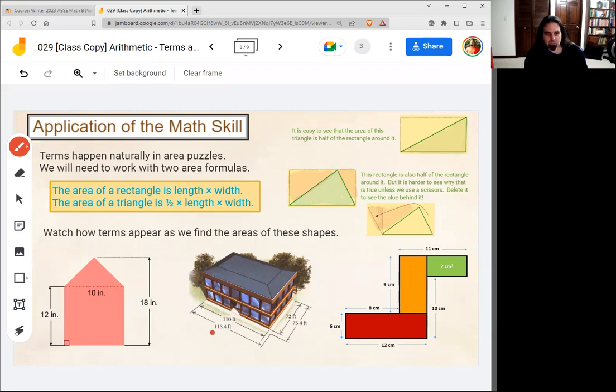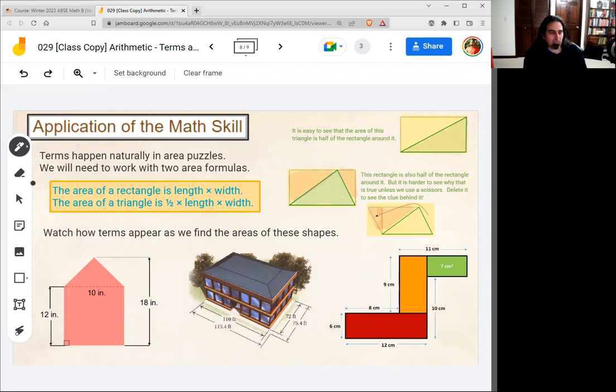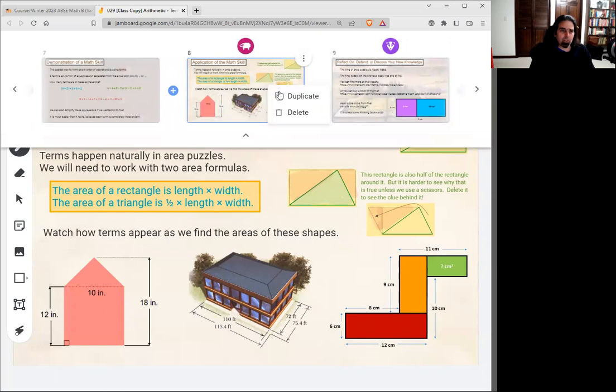Do you believe me? Did I do a good enough job explaining that? Yes. So those are all we need for now. There's other area formulas, but we're not going to use them today. So if I try and do these types of problems, I will get terms out of them. So I'm going to make a new page so we have some room to write.